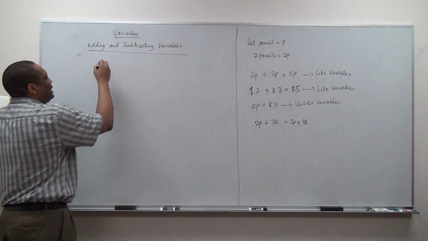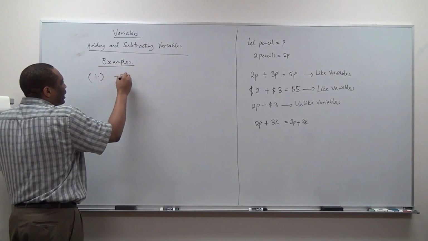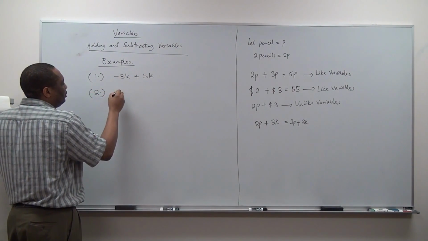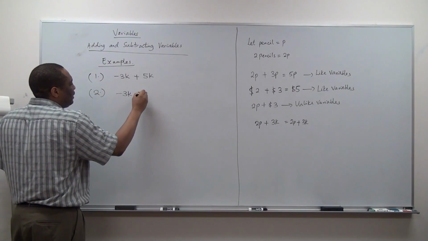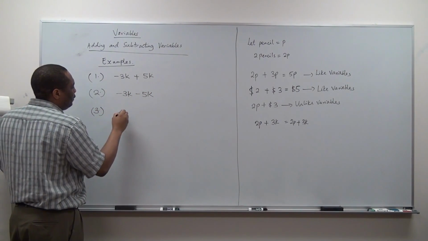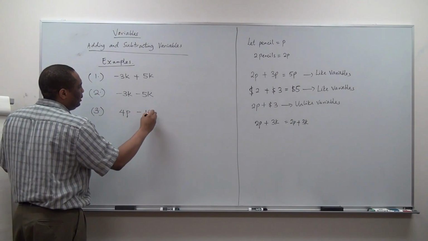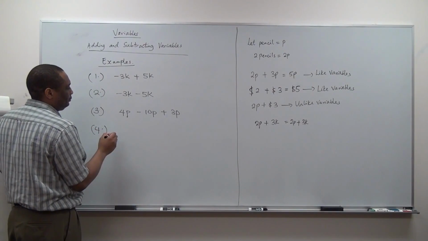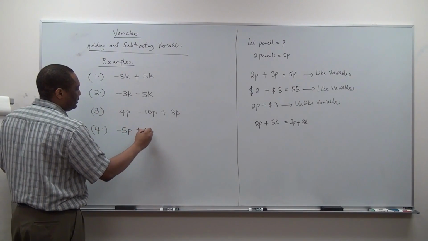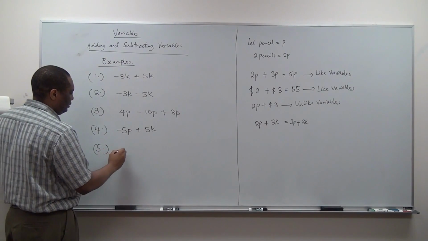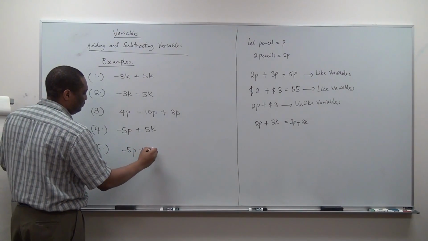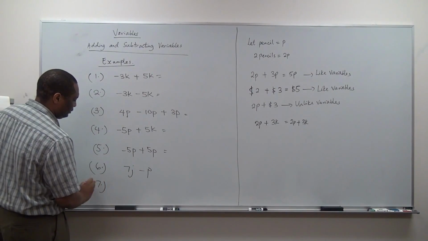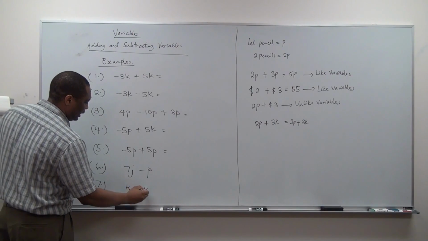Alright, let's solve these examples. Number 1, negative 3k plus 5k. Number 2, negative 3k minus 5k. Number 3, 4p minus 10p plus 3p. Number 4, negative 5p plus 5k. Number 5, negative 5p plus 5p. Number 6, 7j minus p. Number 7, k minus k.